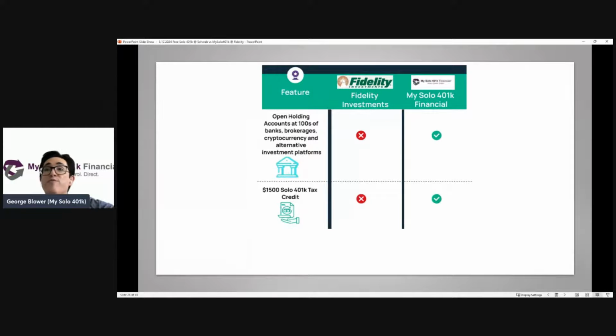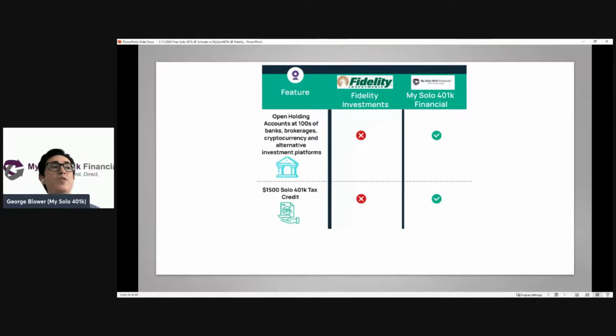Opening accounts, right? Fidelity is only going to allow you to have your accounts at Fidelity, whereas we are neutral. You could have your accounts at Fidelity, or you could have them somewhere else, or you could have them at Fidelity plus somewhere else, right? You might have an account at a cryptocurrency exchange or a bank, and we're very hands-on in helping our clients open up those accounts at the different institutions.